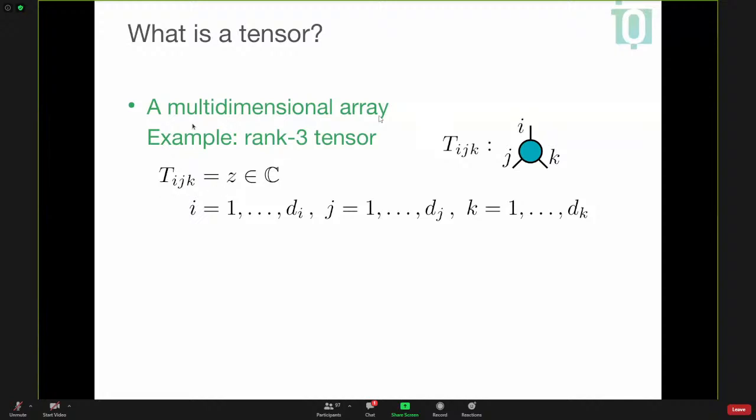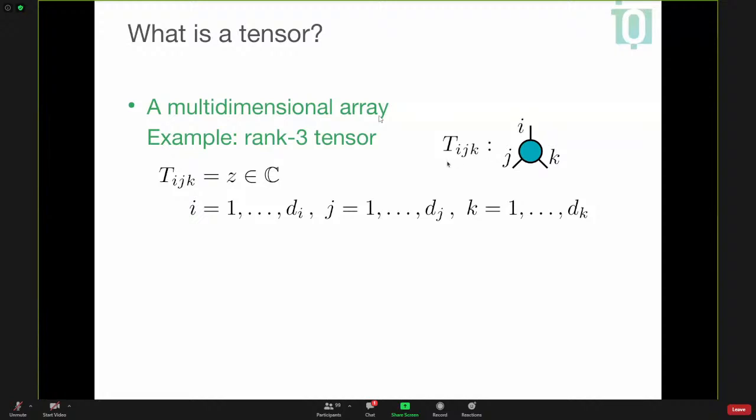If you think of it as an array, you would need to fix these 3 values, these 3 indices, to get back the value of the tensor, the entry of this array. Now, in parallel, there is a pictorial representation that we use for tensors, which is this one that I show on the right, where we have a blob with open legs sticking out. And each leg is supposed to represent one of the 3 indices of the tensor.